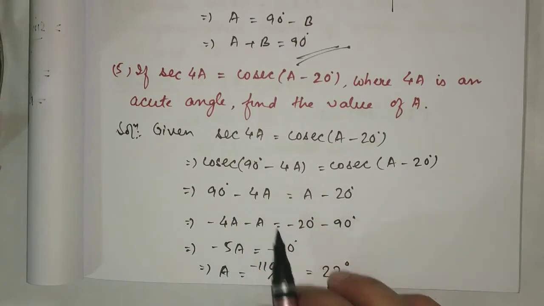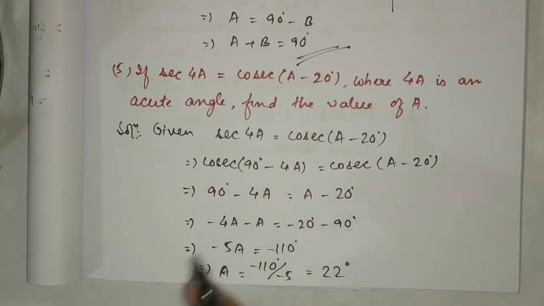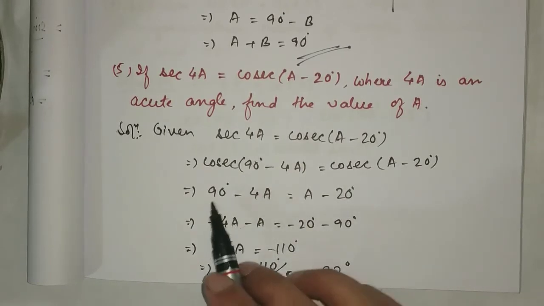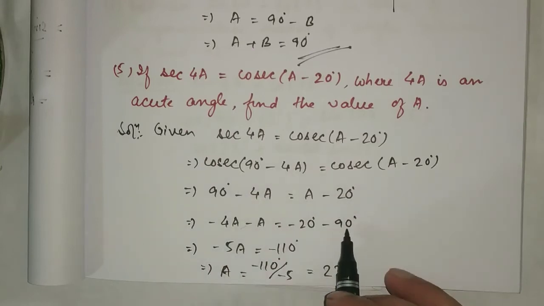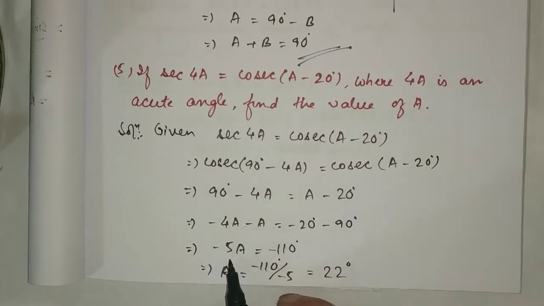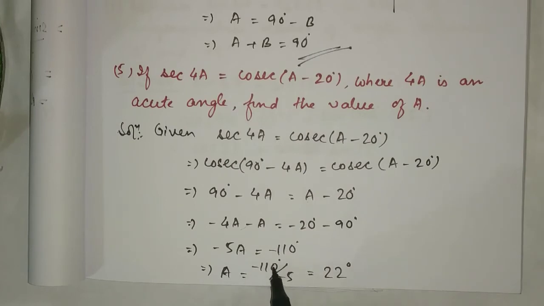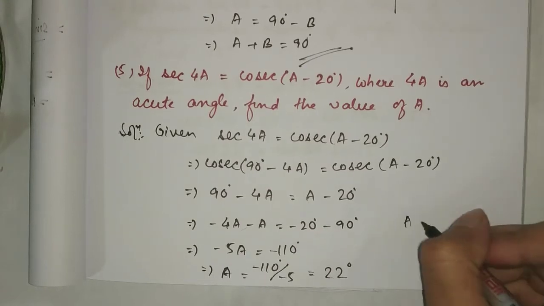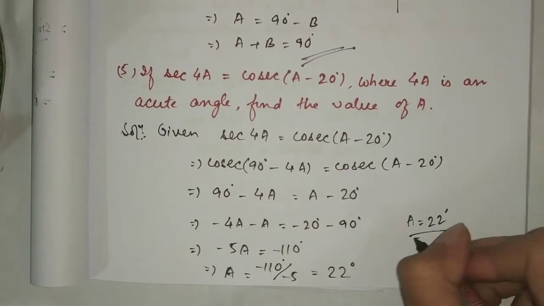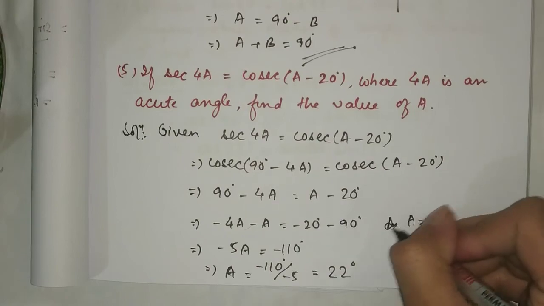Then we bring all the variables to the left hand side, and take all the constant part to the RHS. So what we remain with is minus 5A is equal to minus 110, and then we get A is equal to minus 110 divided by minus 5, which gives us the answer A is equal to 22 degree. This is the answer.